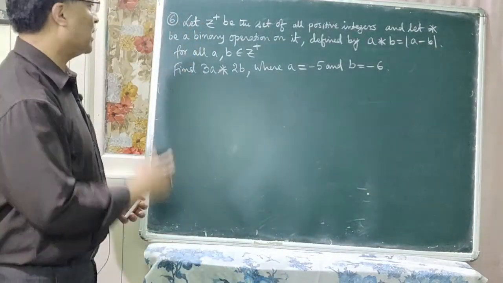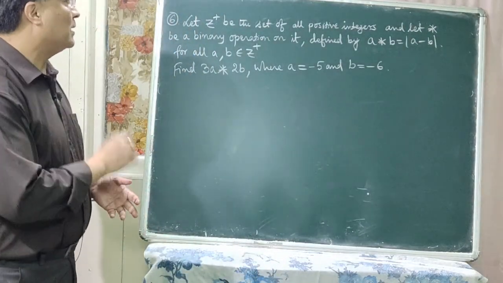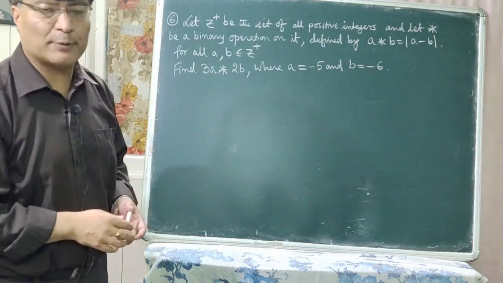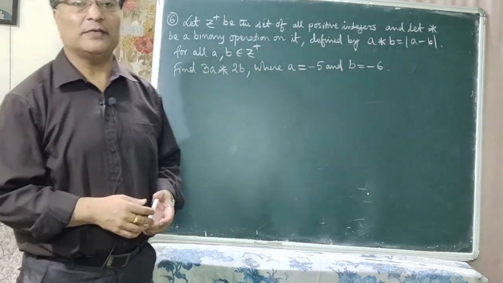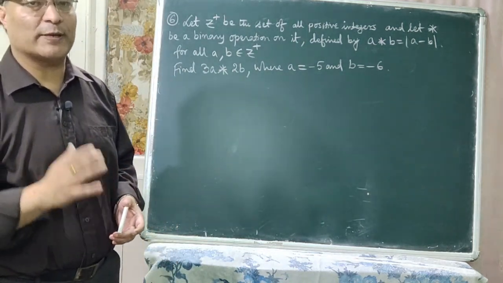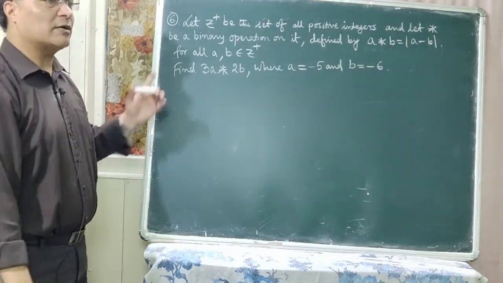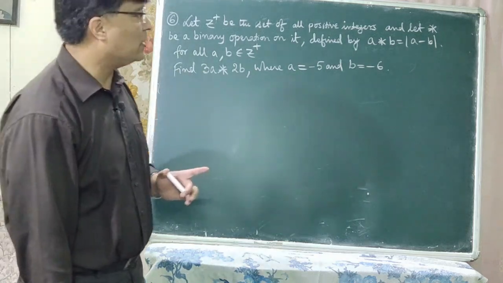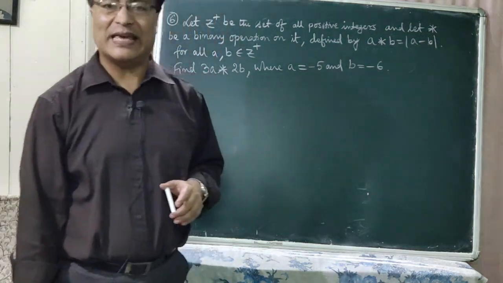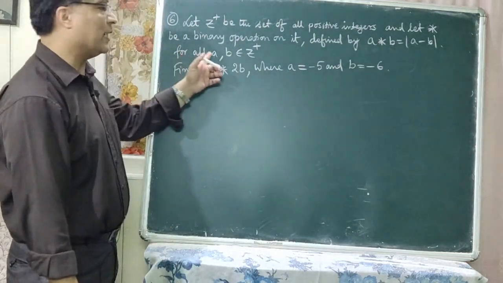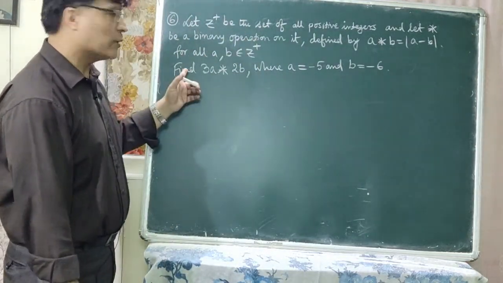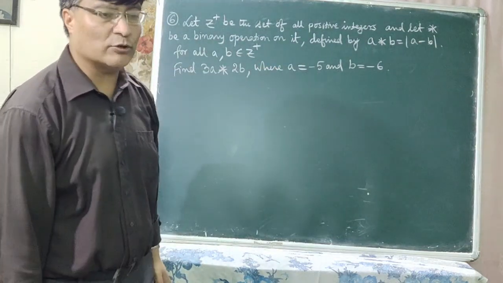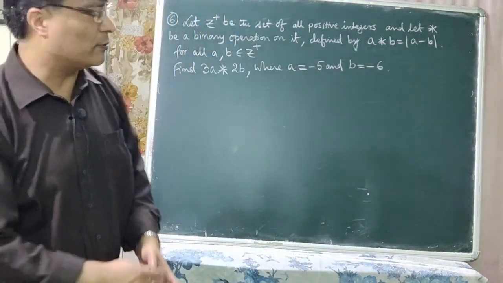So now we'll do the next question, that is question number 6. Let Z plus be the set of all positive integers, that is 1, 2, 3, 4, 5, 6 etc. And let star be a binary operation on it defined by a star b is equal to mod of a minus b, for all a comma b belongs to Z plus. So you have to find out 3a star 2b where a is equal to minus 5 and b is equal to minus 6. So let us do this problem now.